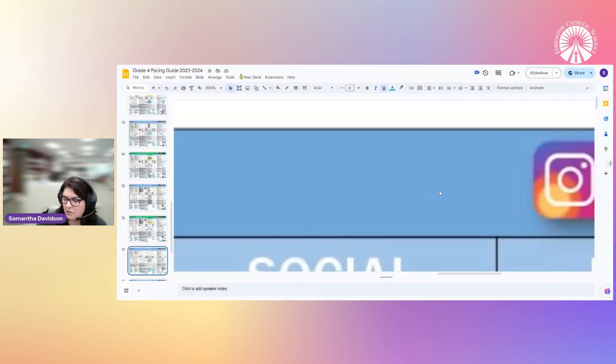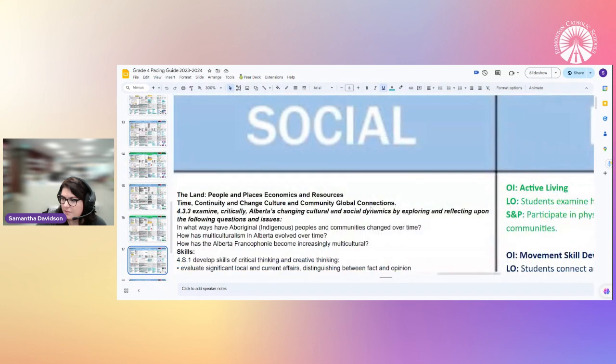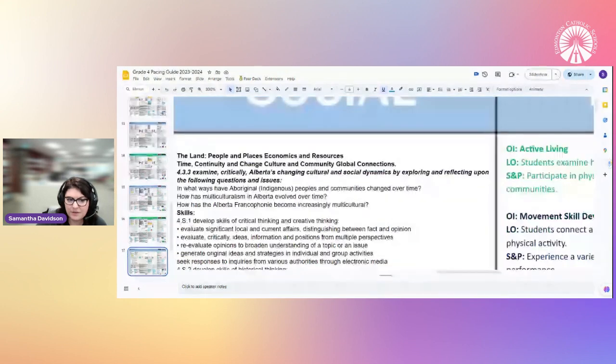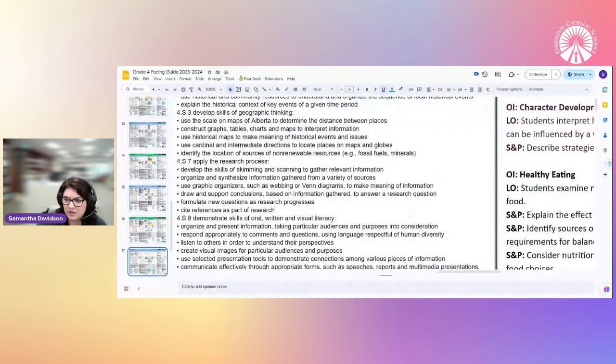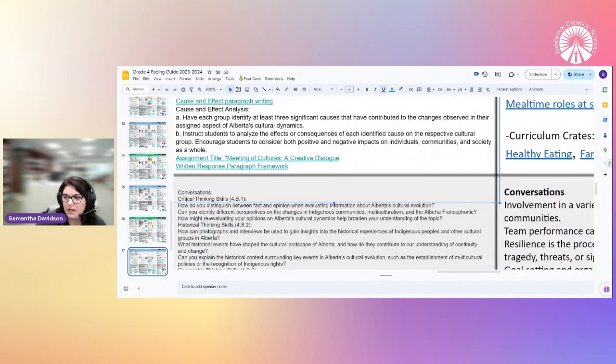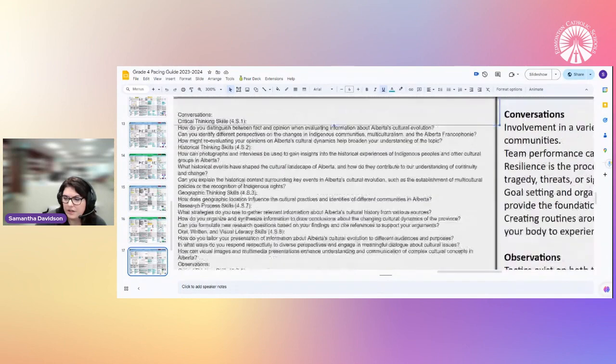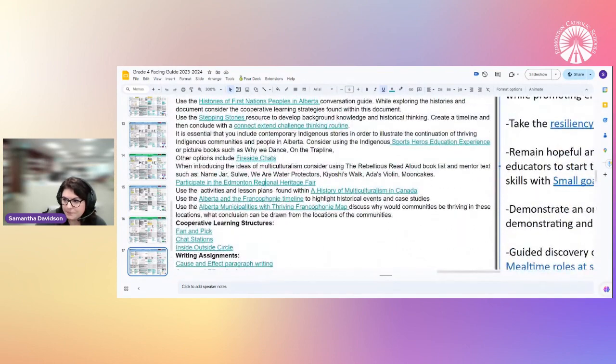All right, so as we continue going through the pacing guide, we're going to look at multiculturalism. We have: how has multiculturalism evolved over time? That's when you can really use the diversity within your classroom and talk about people's stories. They can share how they came to be here in Alberta. And again, using that Heritage Fair is a great opportunity for them as well.